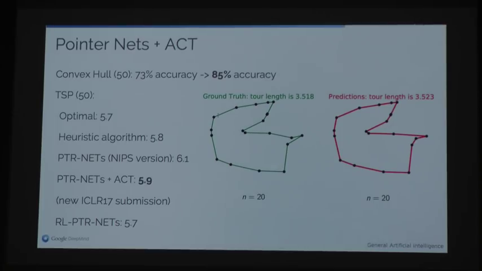And indeed, he found that, at least for convex hulls, you got a great increase in accuracy by adding this adaptive computation time. And he also got nice improvements for the traveling salesman problem. He did point out to me, if we look, that I'm not exactly sure what the metric is here, but I think lower is definitely better. Optimal is 5.7, and the pointer nets with ACT go down to 5.9. But there is apparently a new paper that's just come out, using pointer nets, not using adaptive computation time, and using reinforcement learning to solve the problem, that also does very well. So perhaps it's not essential for this problem, but at least the pointer nets certainly did significantly better with adaptive computation time than without.